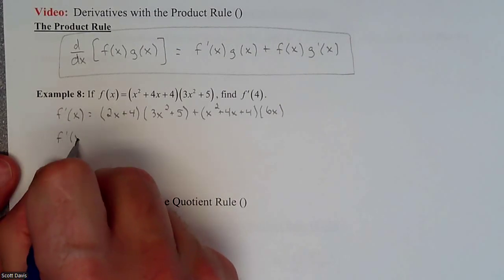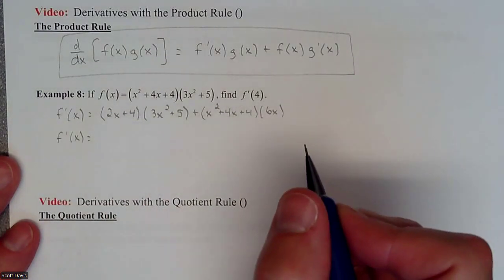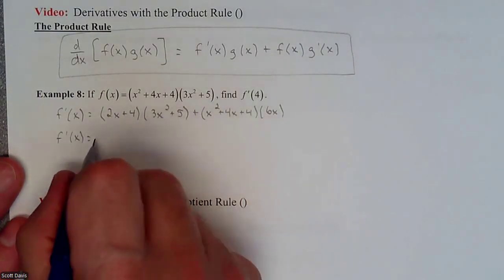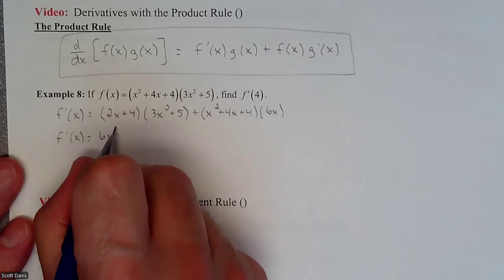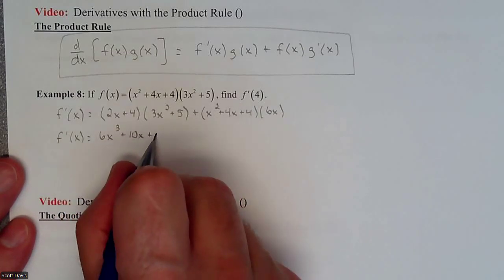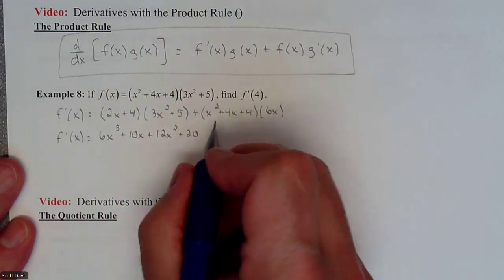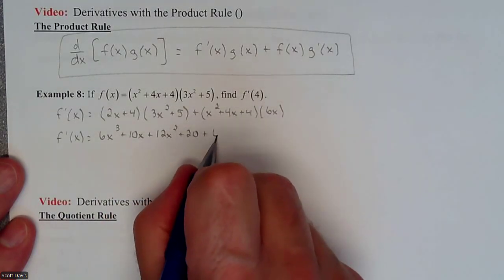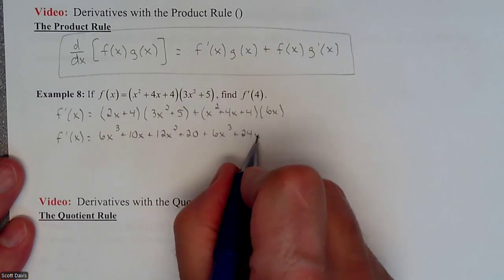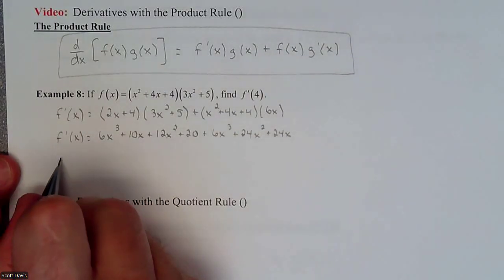So let me go ahead and clean this up, which means we're going to distribute these, and then we'll combine our like terms. We'll take the 2x distributed to both of those. So that's going to be a 6x cubed plus 10x. Then 4 times that, so that's a 12x squared plus 20. And then we distribute this. We're distributing a 6x to all of those. So that's a 6x cubed plus a 24x squared plus 24x.